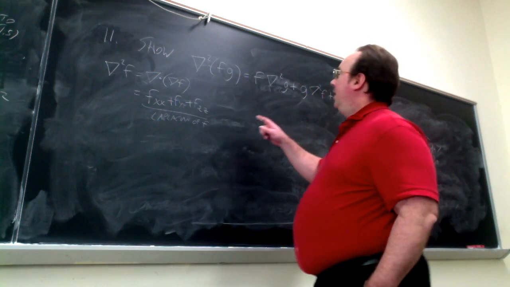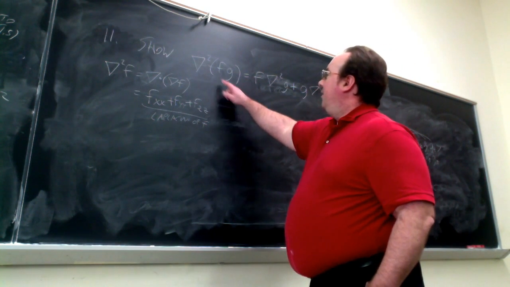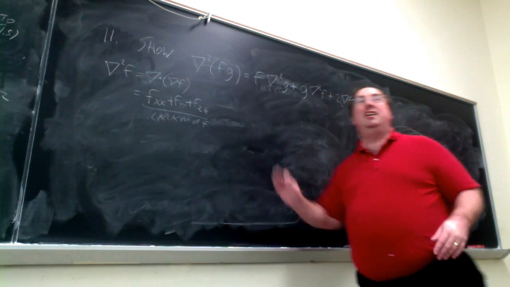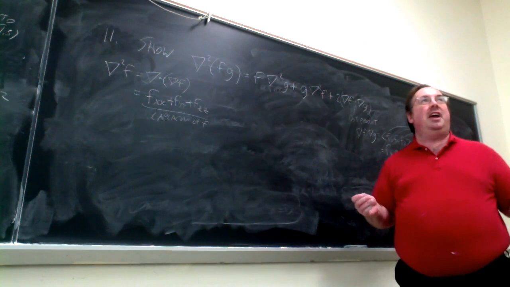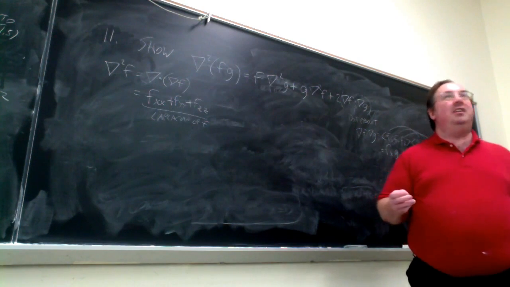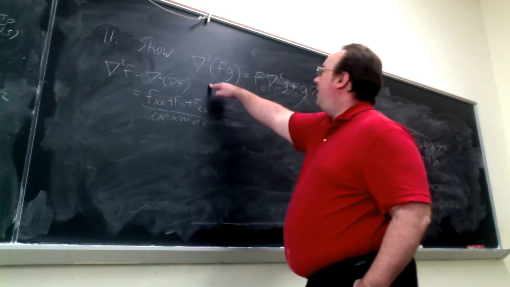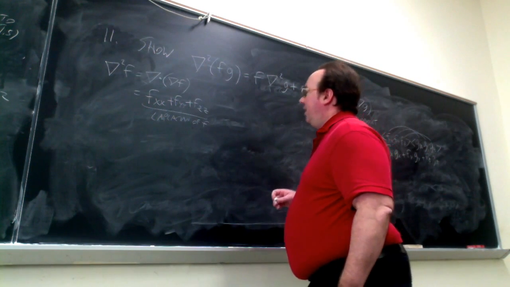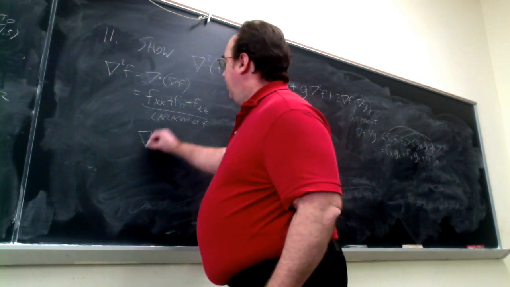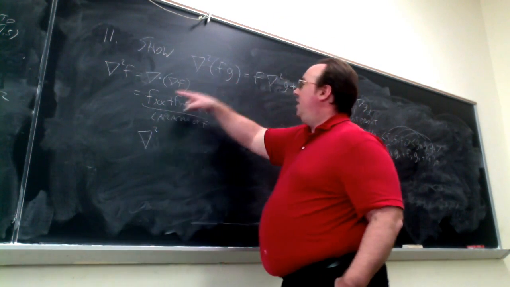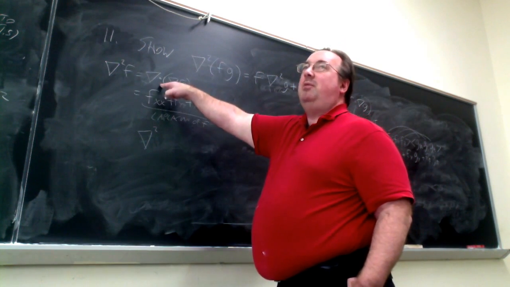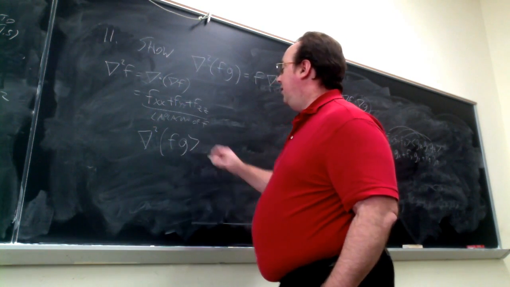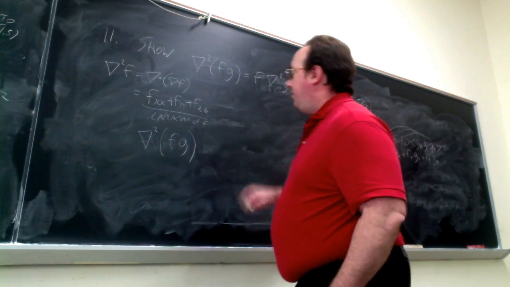So from the fact that this is Laplacian, what you do is start with one side and work out what it is and hope it becomes the right side. So it makes sense to start with the left side and see that it really is equal to the right side. So this symbol here, and this notation is given in the problem. So anything like that will be given. That's the Laplacian of f times g.